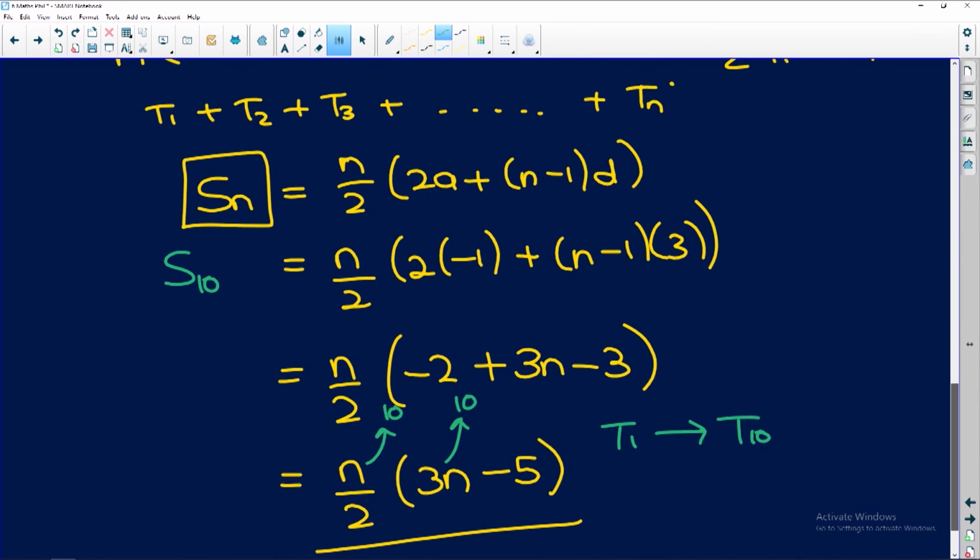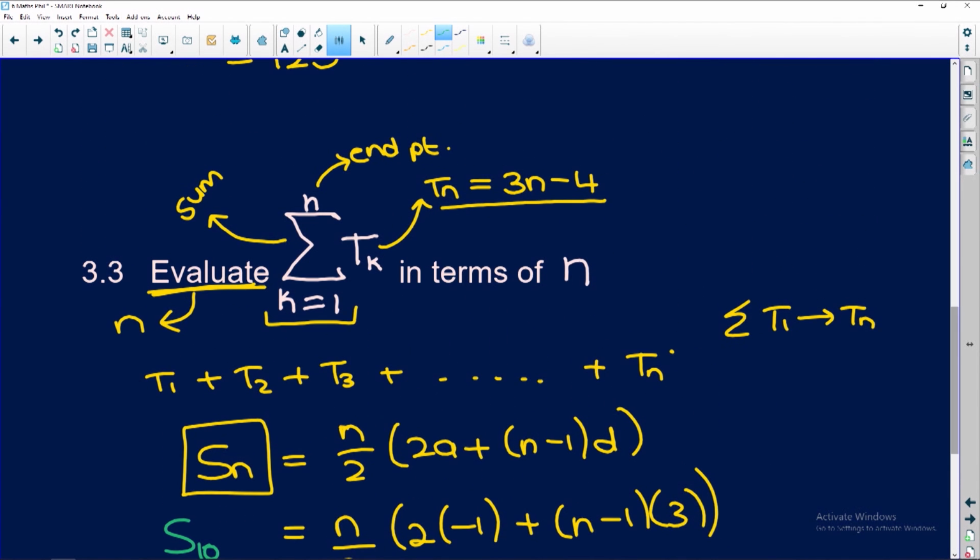So guys, remember this sigma notation, very important. This is where you start. If they said k is equal to 2, you would start at term 2. This E here means we are taking the sum of that many terms. This is the general formula, and we just happen to know that our general formula is 3n minus 4. And this number at the top of our sigma is always the end point. So make sure you understand sigma notation.